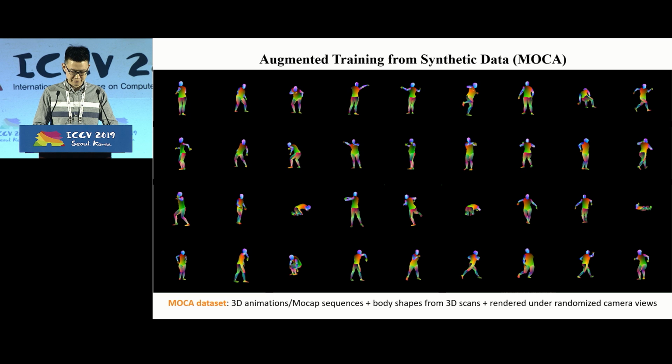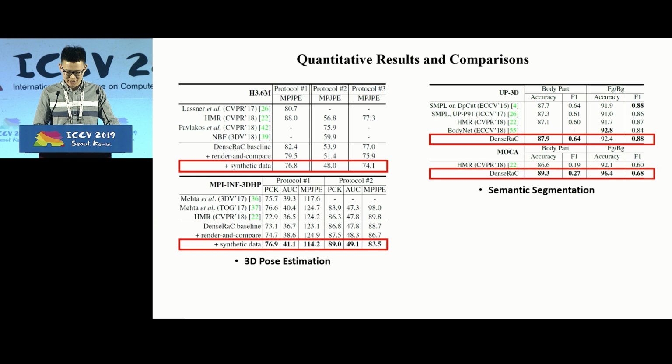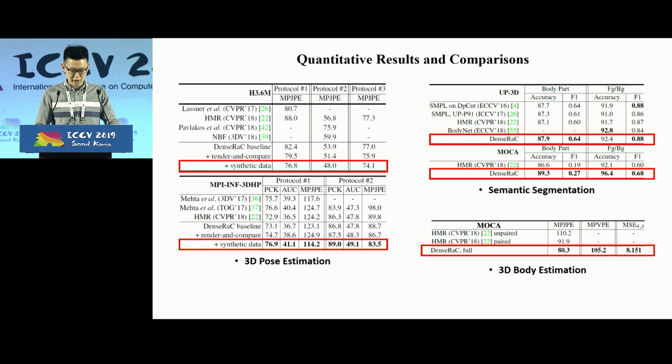So we compared our framework with other competitive methods on multiple tasks. The first one is 3D pose estimation. The second one is semantic segmentation. And the last one is we compared the 3D body reconstruction on our own synthetic dataset. So you can see that we achieved state-of-the-art performance compared with other competitive methods.